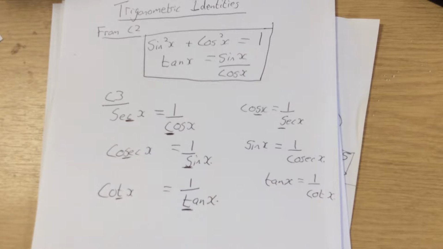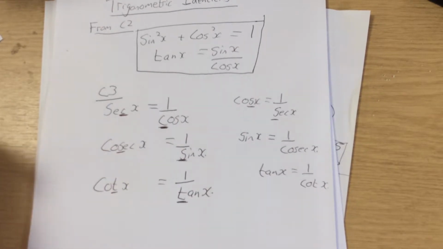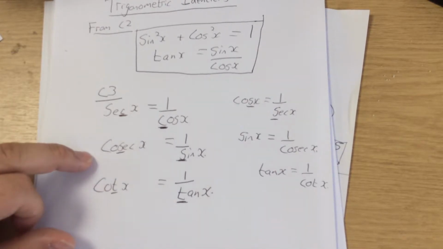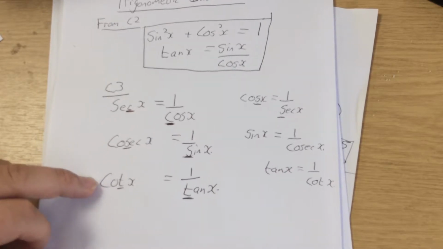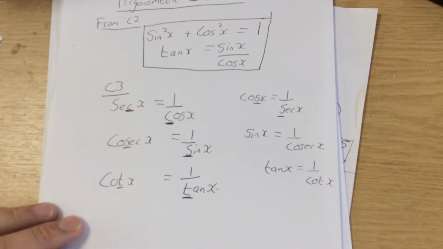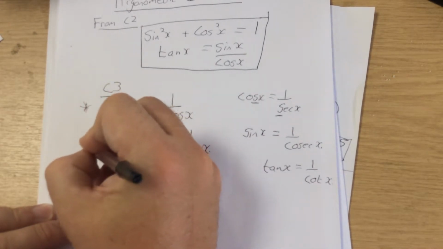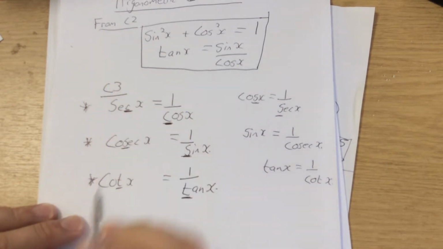Alright, so these are 6 identities you need to know. Okay, so sec x is 1 over cos, cosec is 1 over sine, cot is 1 over tan. So it's important you learn these 3 facts.